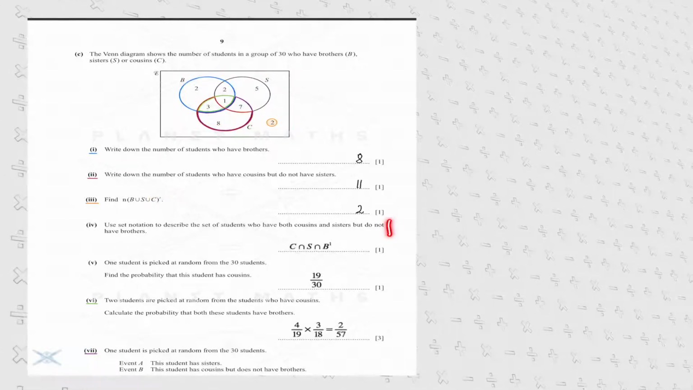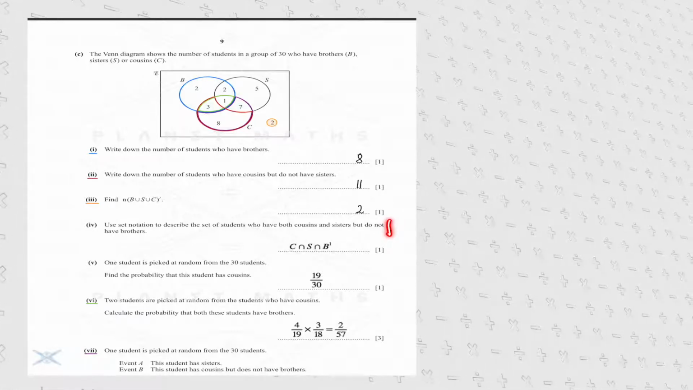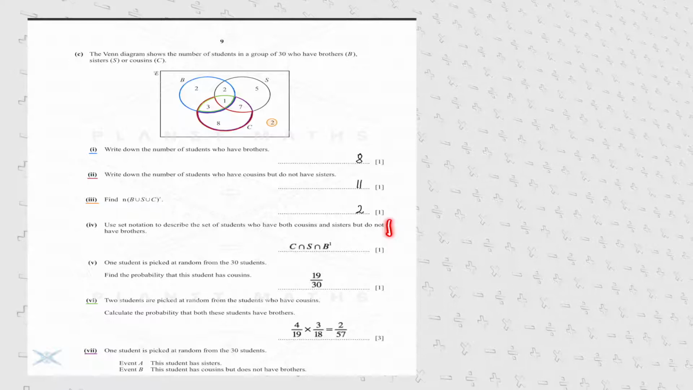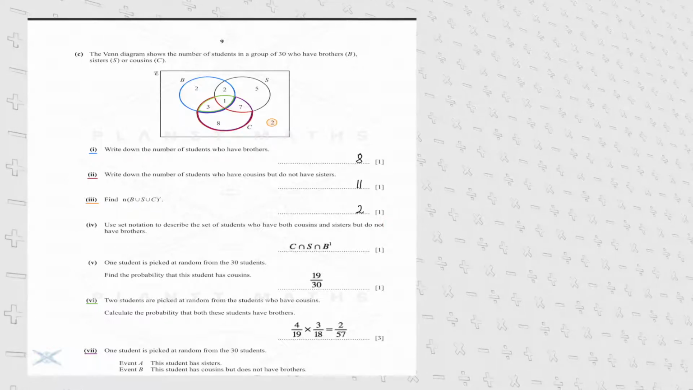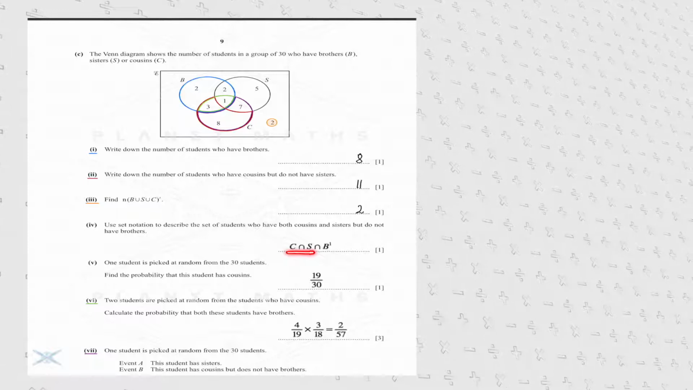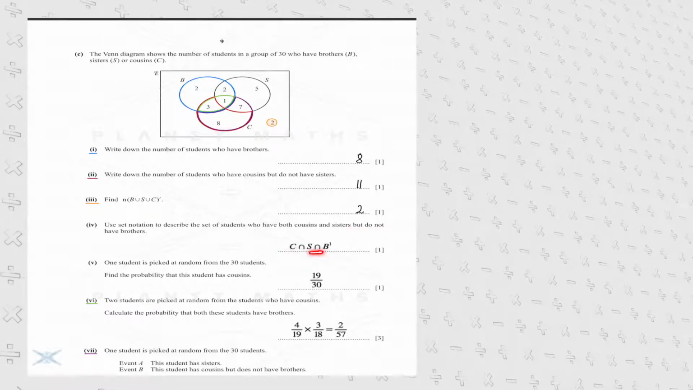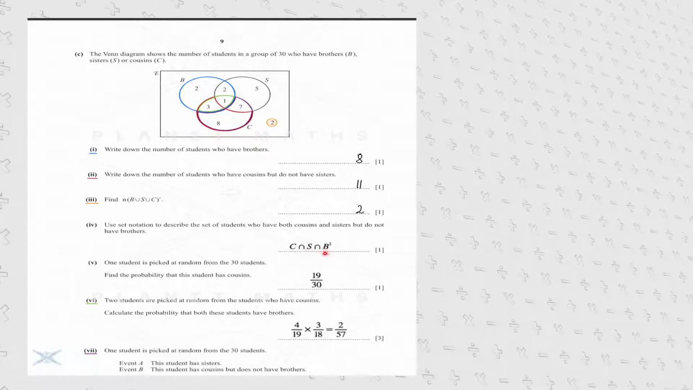In the fourth part of the exercise, we are supposed to use set notation to describe the set of students who have both cousins and sisters, but do not have brothers. So students who have both cousins and sisters, this is the intersection of cousins and sisters, but do not have brothers, so we need to intersect this with the set that does not contain brothers, which is represented by the negation of set B.